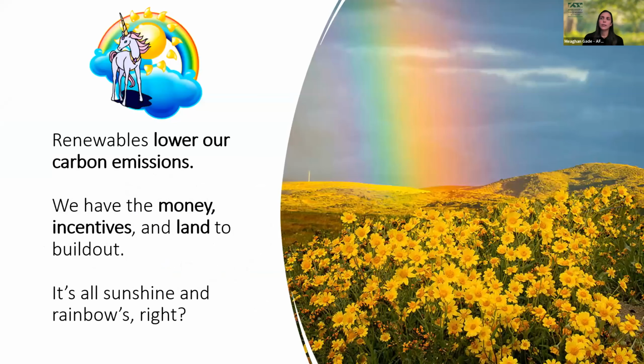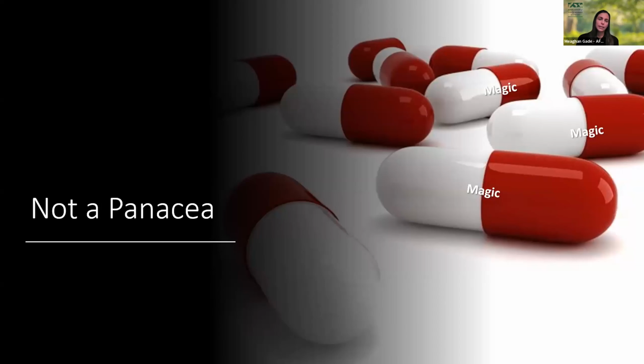So this is great, right? So we know that renewables lower our carbon emissions. We have the money, the incentive, and the capacity of land and technology to do it. So it's all sunshines and rainbows, right? Why didn't we do this a long time ago? Everything's perfect. It's not, right?